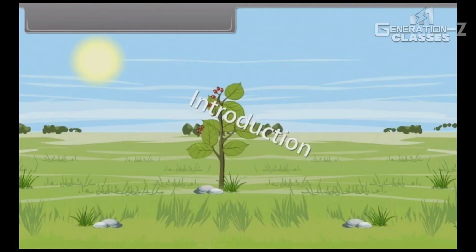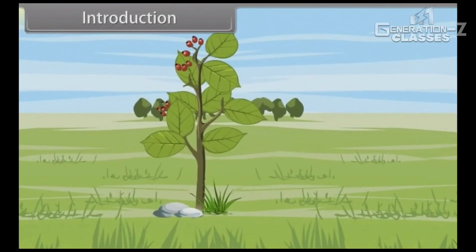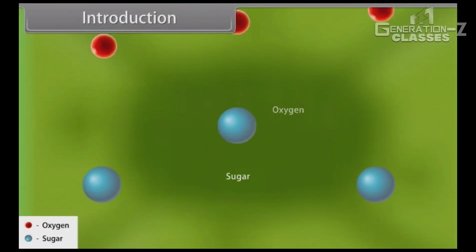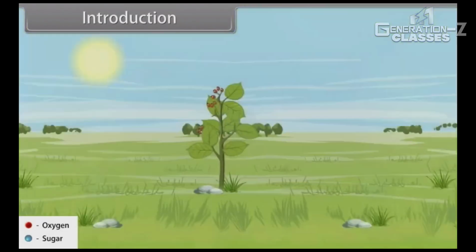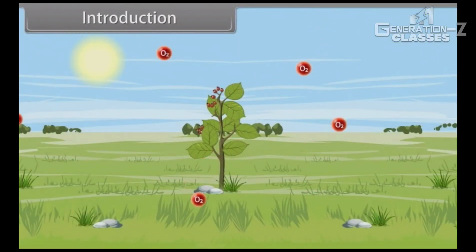Introduction. Hey kids, we have learned so many things about plants. Now we learn about respiration in plants. Respiration is a process of burning sugar to produce energy for growth, reproduction, and other activities of life. If oxygen is present, then it is termed as aerobic respiration.